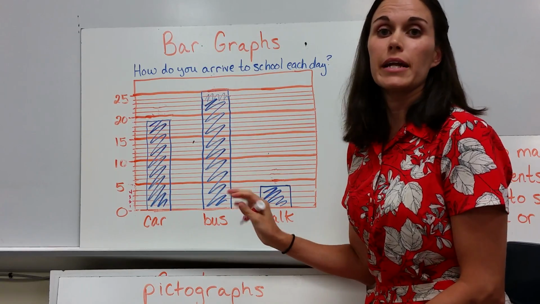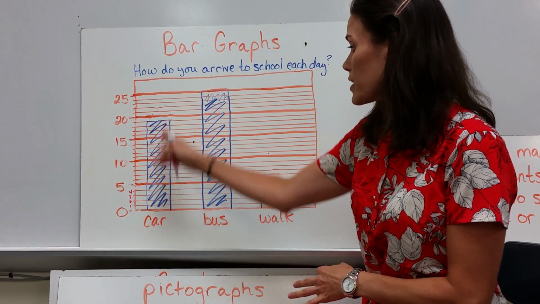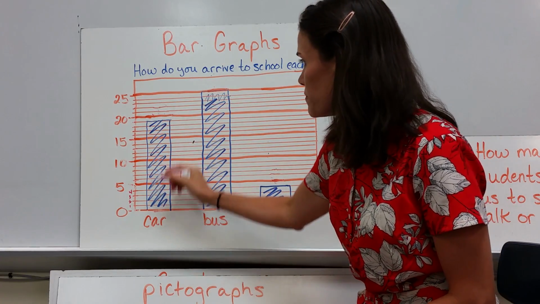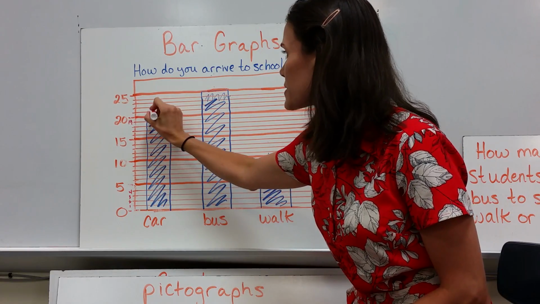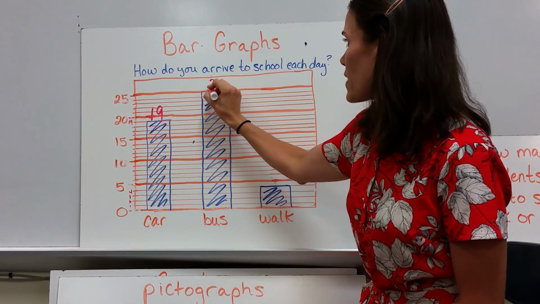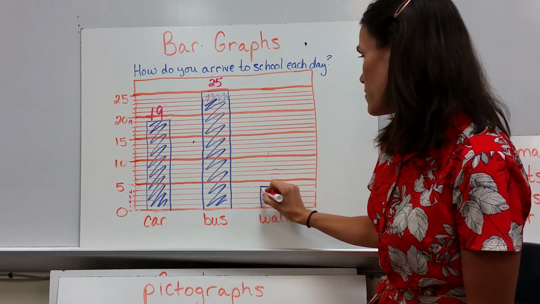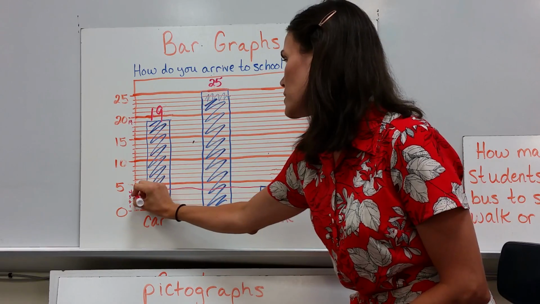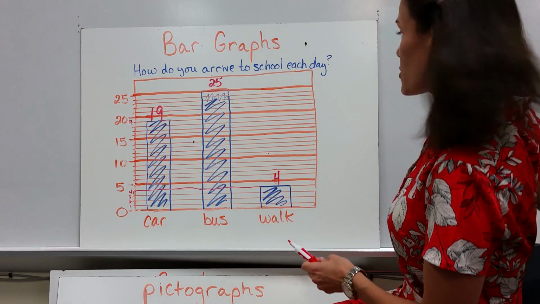Again, before we ever look at any kind of questions for this bar graph, I like to go ahead, and a good strategy is to go ahead and put the number of each category. So the car is 1 below the 20, and 1 below 20 would be 19. So that's 19. The bus is right on the 25. And the walking is 1 below the 5, which is 4, but you can also go all the way across if you're not sure. And you can see that's the 4. All right, now we're ready for any questions.